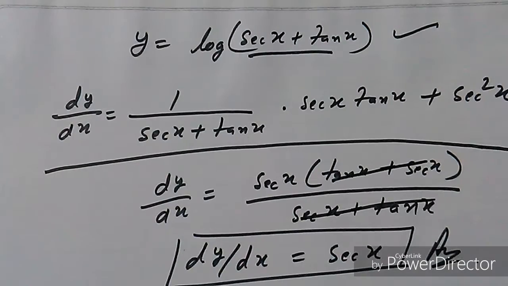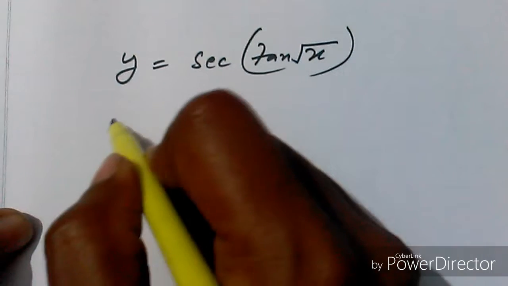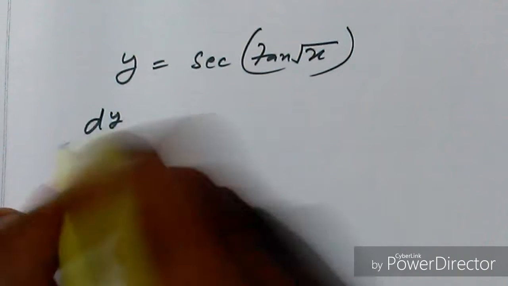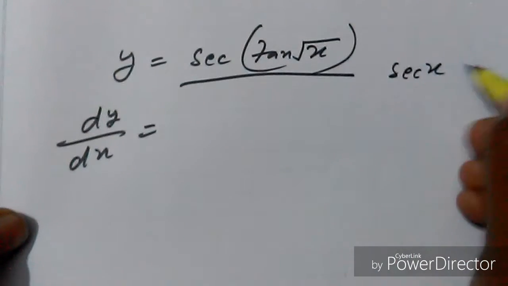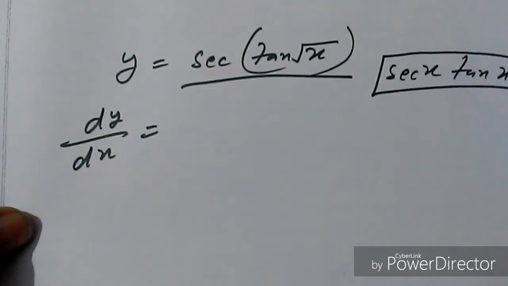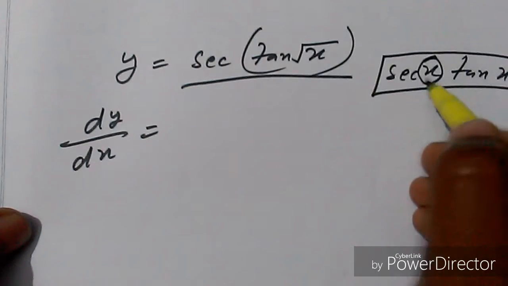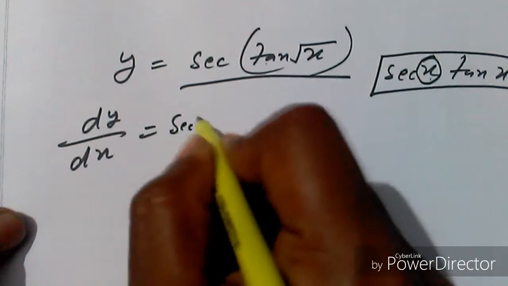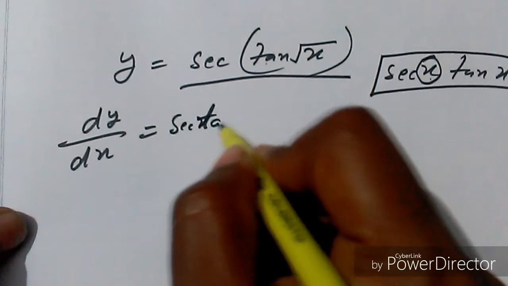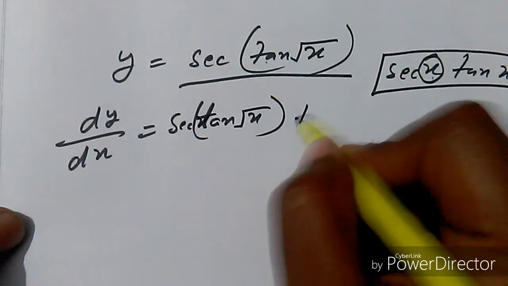My friends, now we see the next example. The next example is y is equal to sec of tan root x. Now how we differentiate it, that is dy by dx. First of all we differentiate sec, and the derivative of sec x is sec x tan x. That is the whole derivative of sec, but as we know the x in the equation is tan root x. The derivative of sec is sec tan.